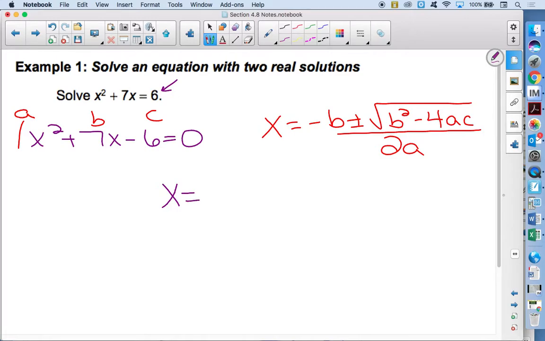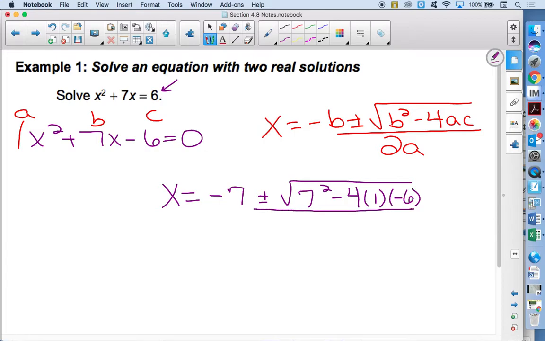So b is 7, but it's supposed to be a negative b. And then the plus or minus. And then again, b squared, so 7 squared. The 4 is in the problem already. And then a is 1 and c is negative 6. On the bottom, we have 2 times a.